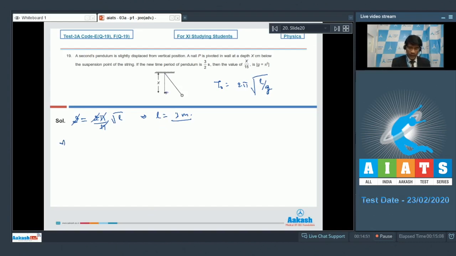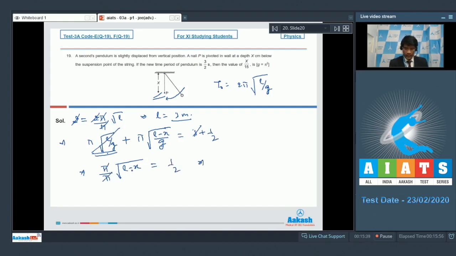Now once a nail is pinned at this point at a distance x, the new time period will be, for half oscillation from here to here, pi root under L by g, and the other from here to here, this time the length being L minus x, pi root under L minus x divided by g. This one is given as 1 plus 1/2 seconds. This part is the half oscillation, already 1 second, so this will cancel with this portion. I'm having pi here, and pi square root of L minus x will be 1/2. So clearly L minus x will be 1/4 in meter. This was already 1 meter. So 1 minus 1/4 comes out to be 3/4 meter, equal to x.